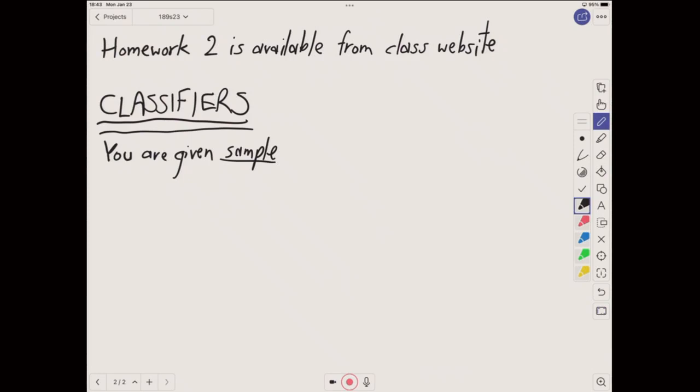You're given a sample. So an observation is some sort of data taken from the real world, and each observation has D features, or quantitative values associated with it, and sometimes features are also called predictors, but this semester we'll always call them features.